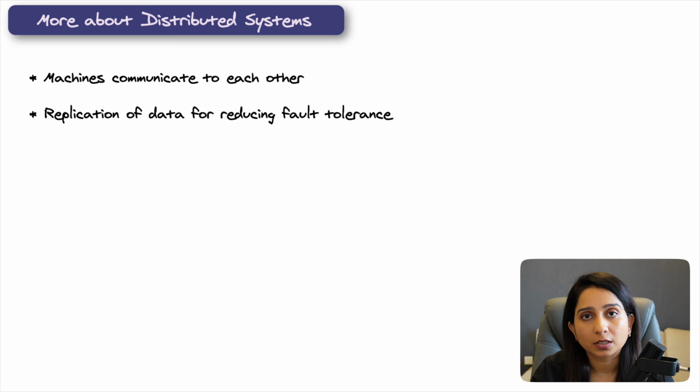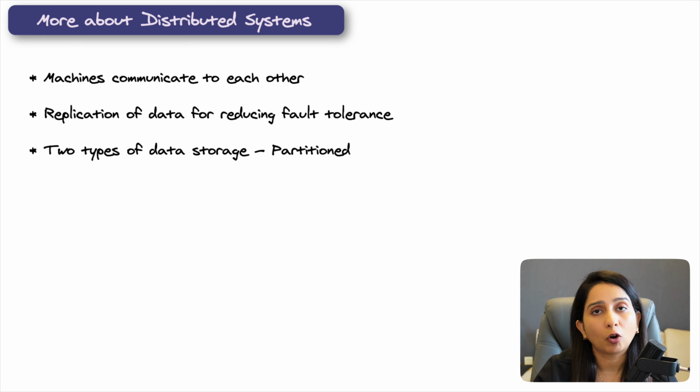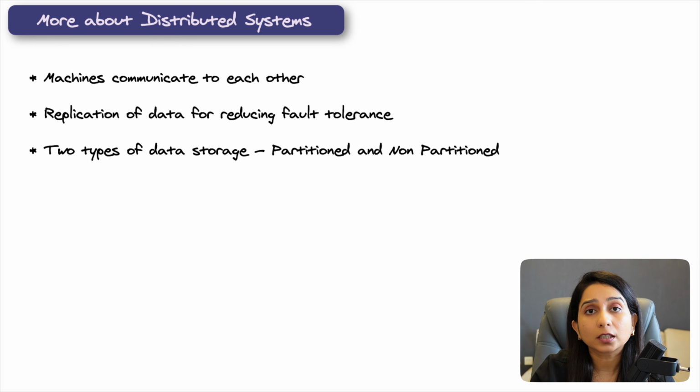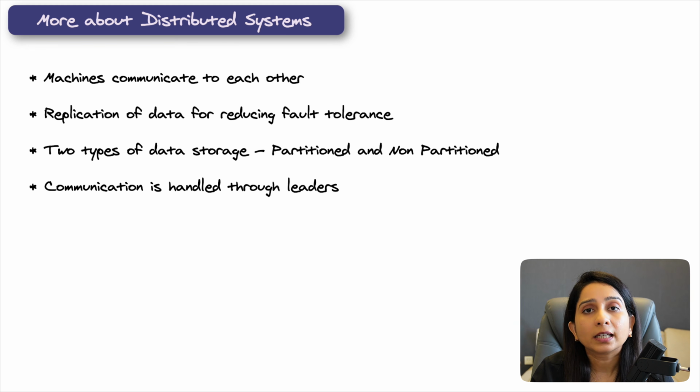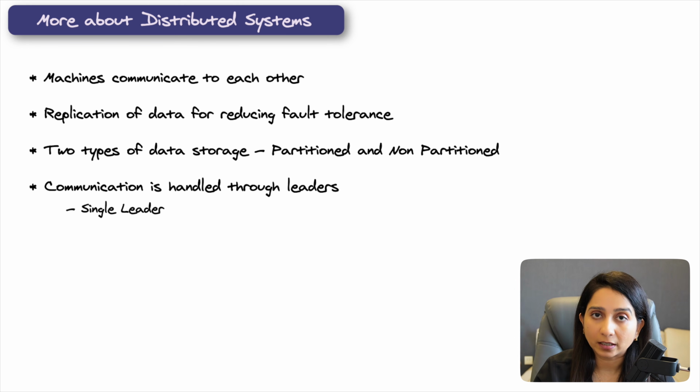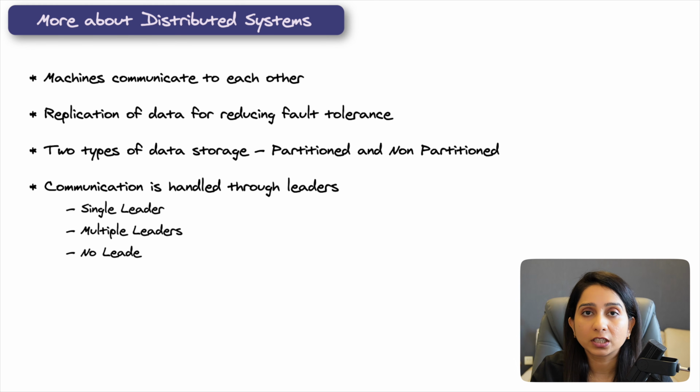In any distributed system, there will be partitioned data or non-partitioned data, as we understood. There will always be multiple copies of data, and the communication between different nodes is handled through leaders. There can be distributed systems where there is a single leader. There are also some distributed systems where there are multiple leaders, and there are also distributed systems where there are no leaders at all, and all the nodes can act as leaders for certain partitions. Kafka is one example of that, but we will get into that later.